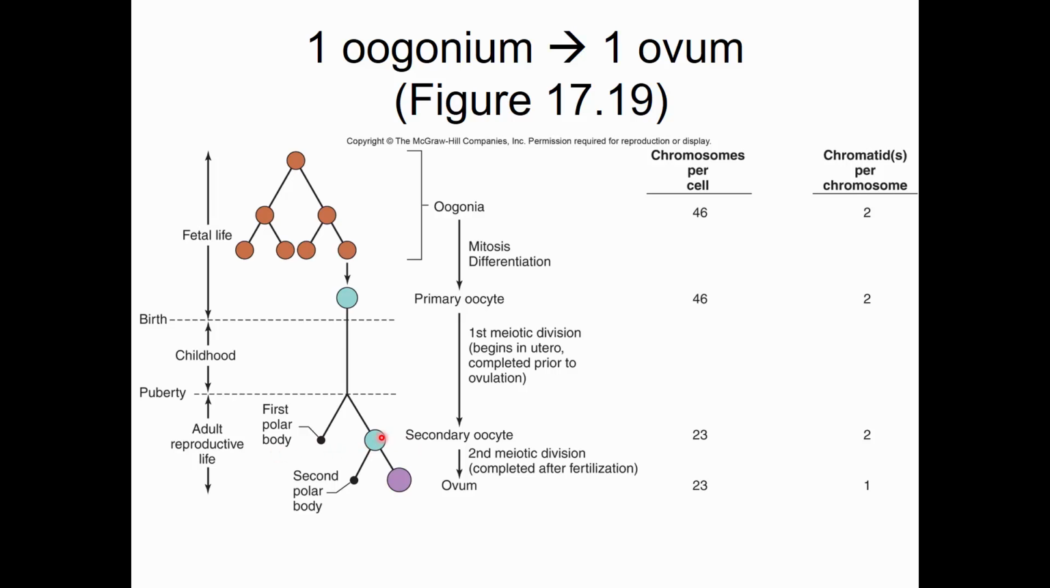Now, this is the cell that's ovulated. Then with fertilization, there is a second meiotic division. Again, the genetic material is cast off, and now we have a mature haploid cell. This is the cell that fuses with the sperm and becomes a zygote. So notice, one spermatogonium results in 4 sperm. In the female, one oogonium results in 1 ovum.